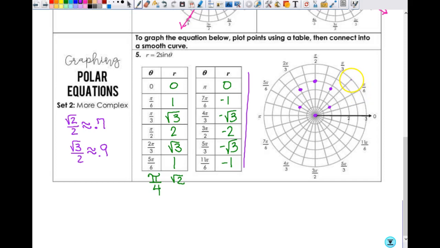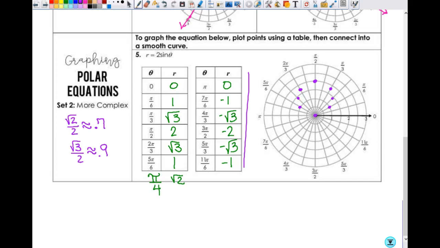Then we had pi fourths, right? So pi fourths was like the square root of 2, which is like 2 times 0.7, which is about 1.4. So it's about right there. And then 3 pi fourths, also going to get the same thing right about there.